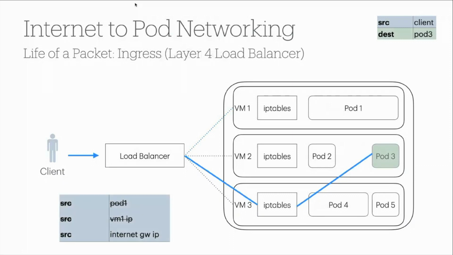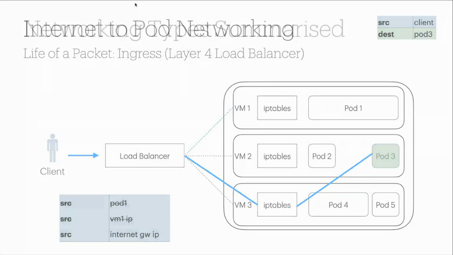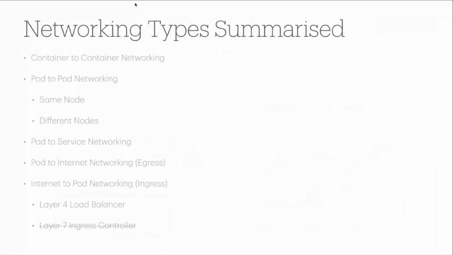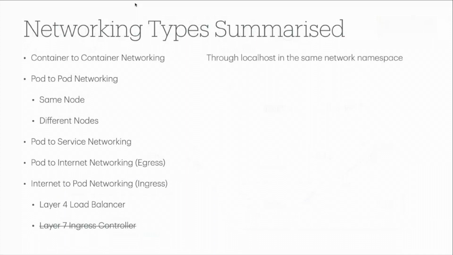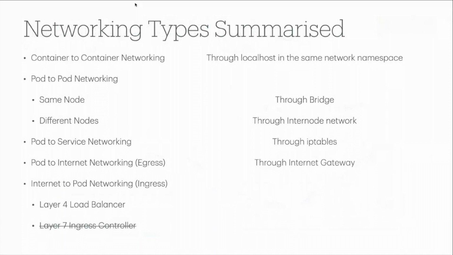ठीक है, you know all this pod VM1 internet gateway rewriting होगी फिर से, ठीक है. So we have covered all these right now except layer 7, because layer 7 is way beyond the scope right now. In container to container, we go through localhost in the same network namespace. In pod to pod networking, on the same node, we go through the bridge. On different nodes, we go through the Internode Network. In pod to service, we go through IP tables. In pod to internet networking, we go through internet gateway.